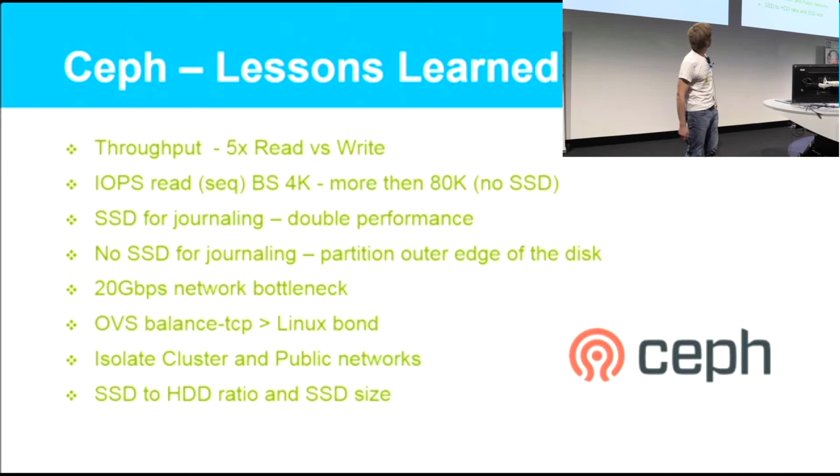And for Ceph, I guess most of these are familiar to you. On throughput, reads are always faster than writes, and sometimes five times faster. And IOPS was quite good even on the spinning drive, and enterprise ready, and even faster with SSD. At least it doubles.